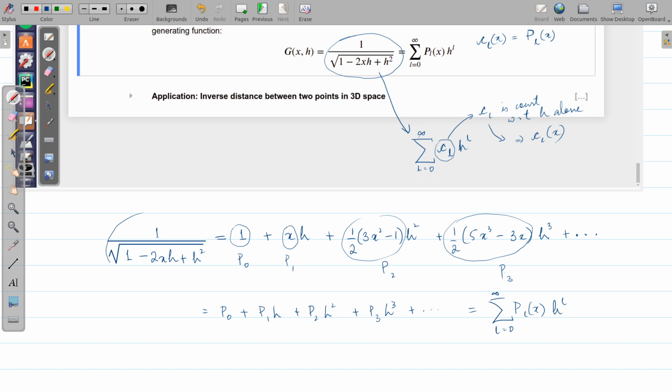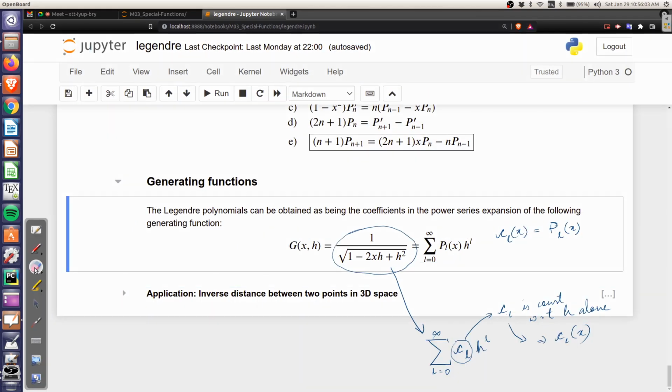So all you need to do is just remember this. Even if you forget everything about the Legendre polynomials, no problem. At least if you remember this function, you can generate all the Legendre polynomials as coefficients of its power series. That's why this is called a generating function. Is this clear? Now if this is clear, then you will find a use which I'm going to show you.